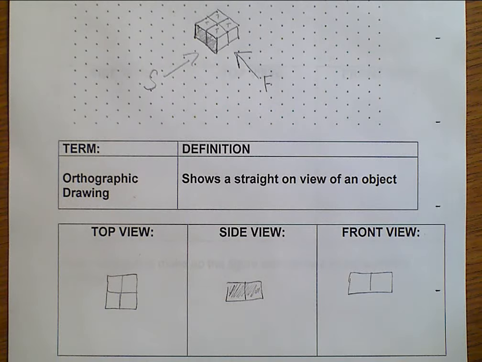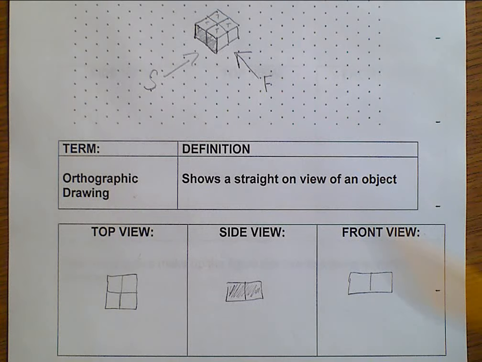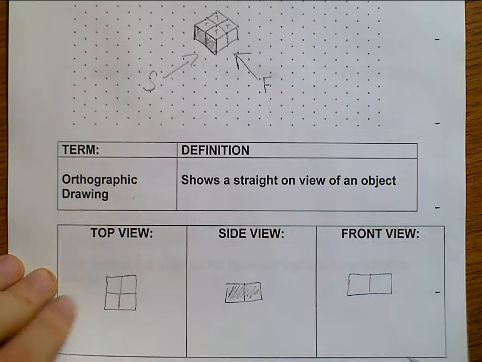So, fairly simple. The top view is looking down. The side view is your shaded portion. And then your front view is the clear portion going straight on. Let's go ahead and move to a slightly more complicated drawing.